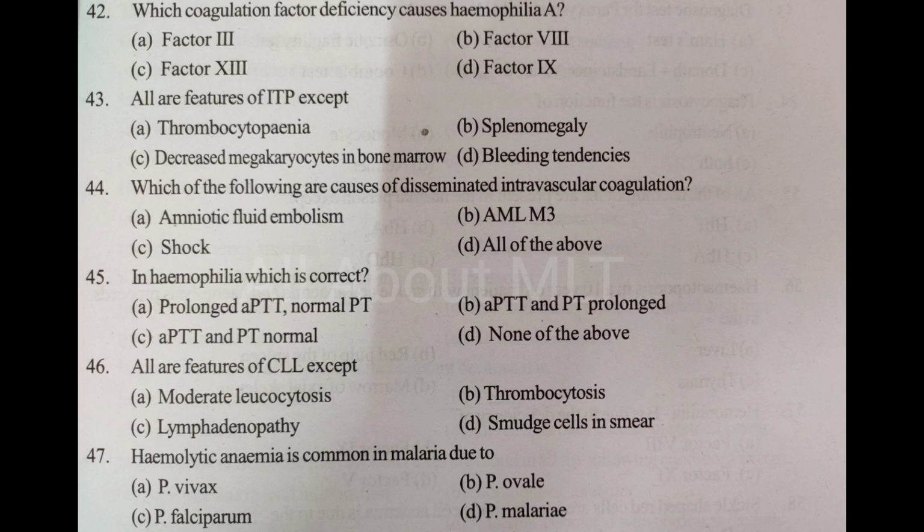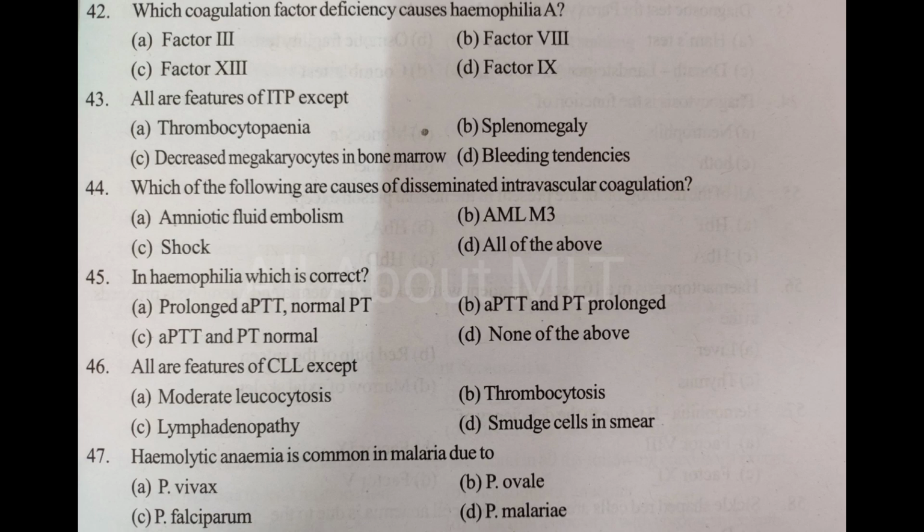In hemophilia, which is correct? Option A prolonged APTT and normal PT, option B APTT and PT prolonged, option C APTT and PT normal, option D none of the above, and the answer is option A prolonged APTT and normal PT. All are features of CLL except option A moderate leukocytosis, option B thrombocytosis, option C lymphadenopathy, option D smudged cells in smear, and the answer is option B thrombocytosis.